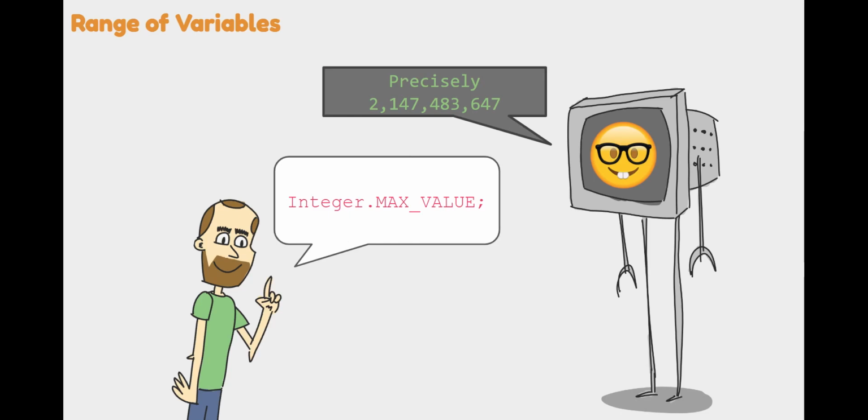Now we should be somewhat comfortable with this statement. That Integer part on the front, that Integer dot, we should recognize that as a class, or just a collection of things. We've seen different classes before. We've seen the System class, we've seen System dot, we've seen the Math class, we've seen Math dot. Now we're seeing Integer dot. On the right, though, we're not seeing a method.